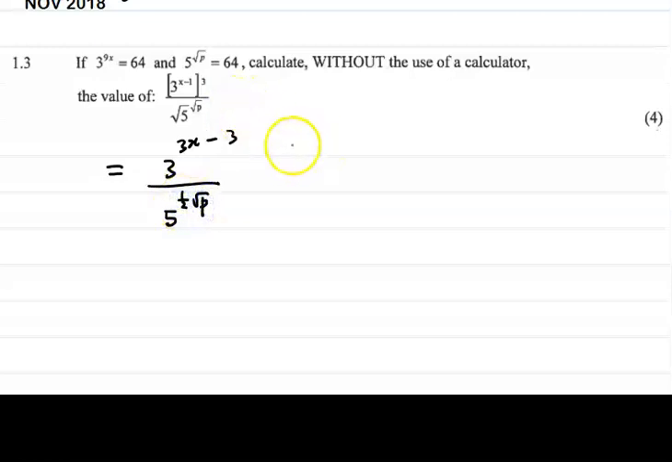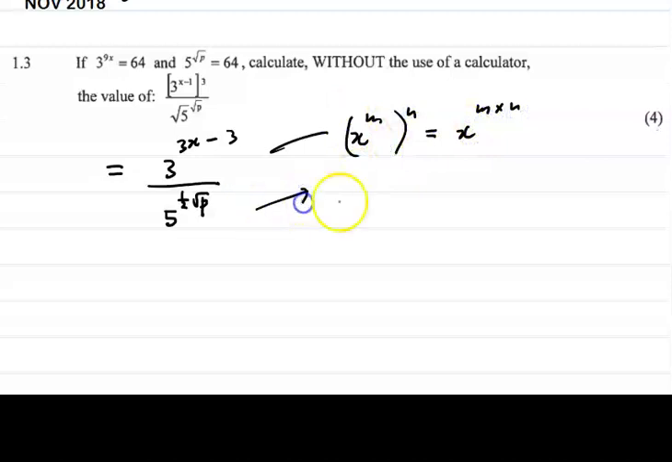The rules that I used here are basically the following. If I have x to the m raised to the power n, it will be x to the m times n. The other rule that I used is if I have the nth root of x to the m, it is equal to x to the m divided by n.